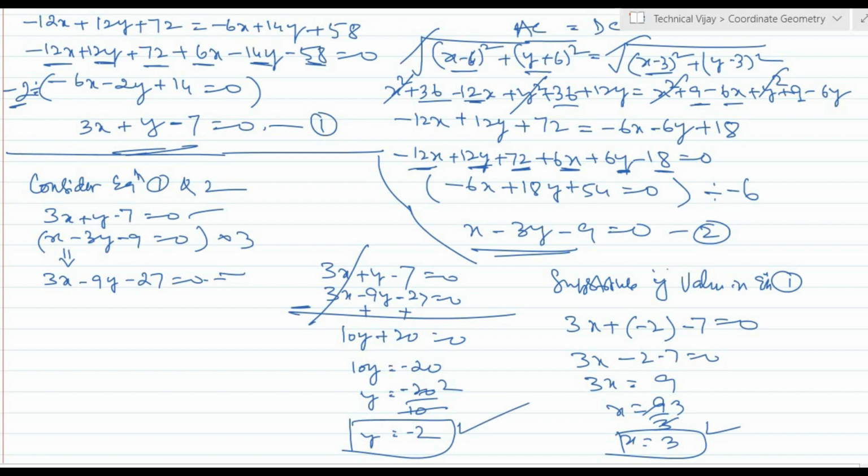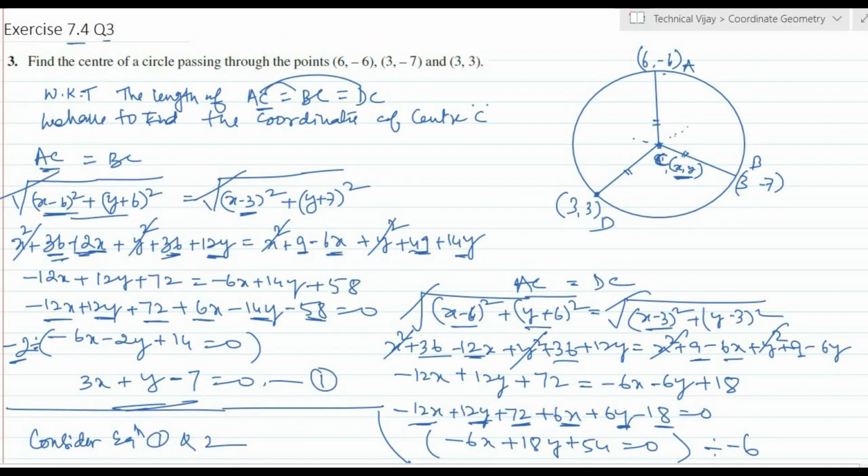These are the coordinates of the center C: x equal to 3, y equal to minus 2. So the coordinates of the center C are 3 comma minus 2. This is the center. We will go for the next one.